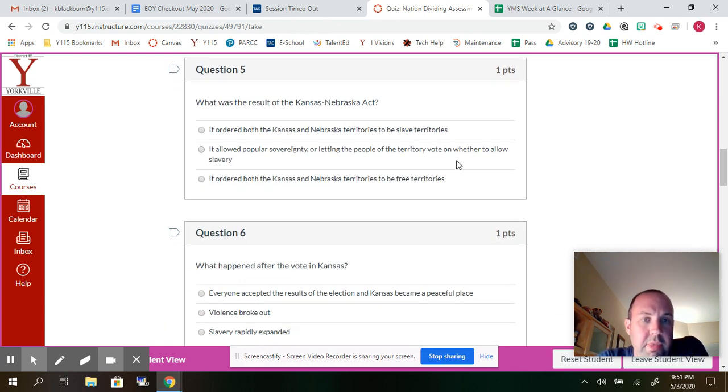Question 5. What was the result of the Kansas-Nebraska Act? It ordered both the Kansas and Nebraska territories to be slave territories. It allowed popular sovereignty, or letting people of the territory vote on whether to allow slavery. It ordered both the Kansas and Nebraska territories to be free territories.